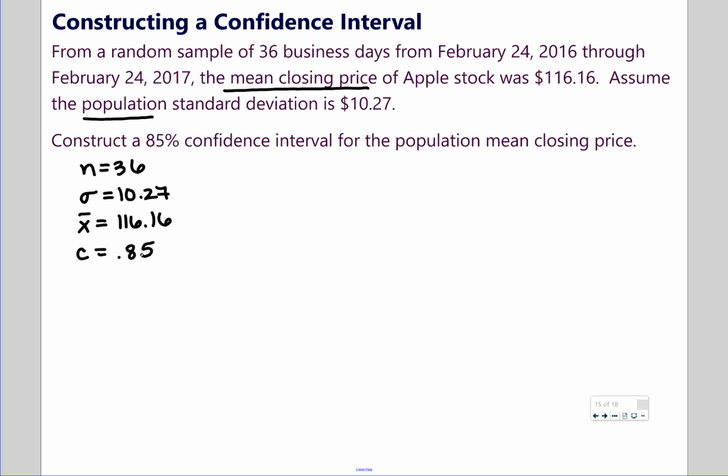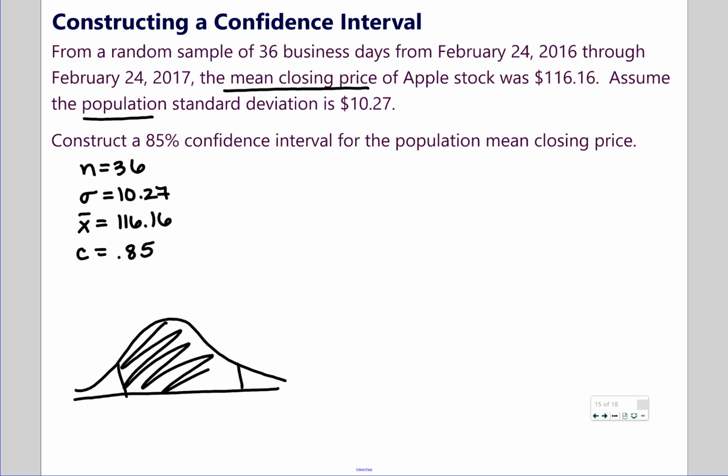Okay, once you have your C value, you can hunt for your critical Z value that's associated with it. So remember, you have some ones that are commonly used on your chart under critical values, level of confidence. Is 85% one of those? It is not. Okay, so we have to figure it out. All right, so how we figured out the Z value yesterday, we did this with a 70% confidence interval yesterday. So 85% of the data is in the middle of our normal curve, which means what percent is in total in the tails?